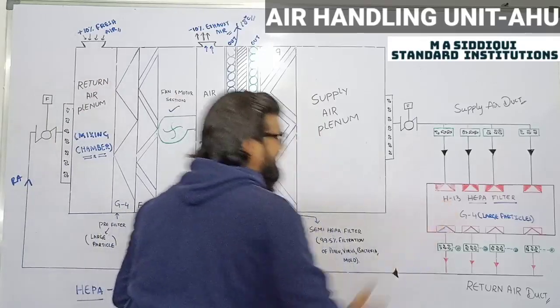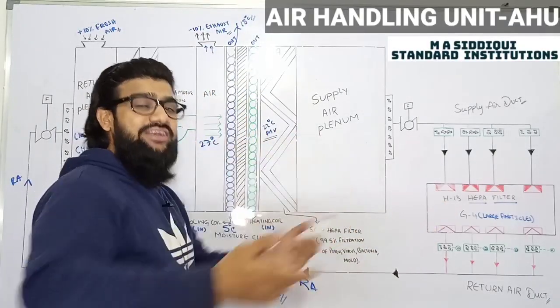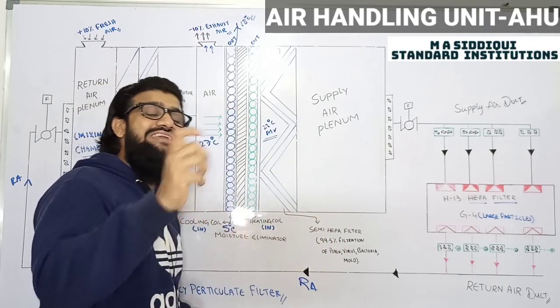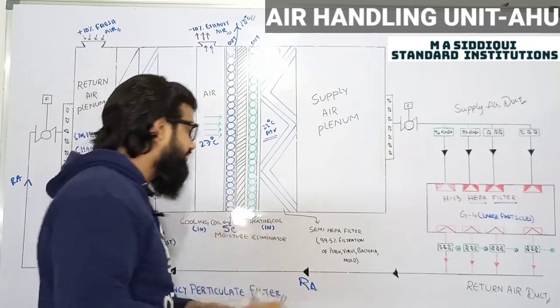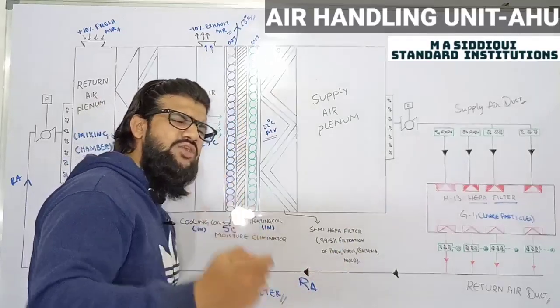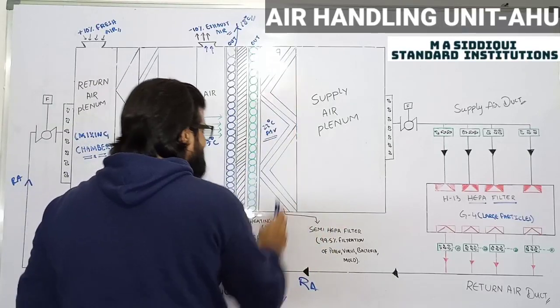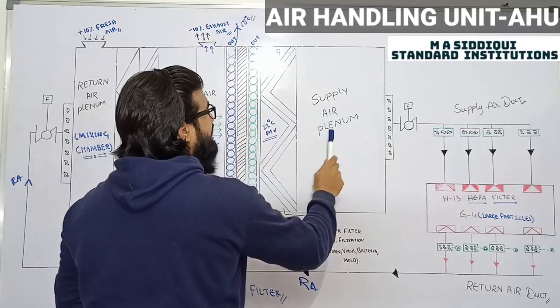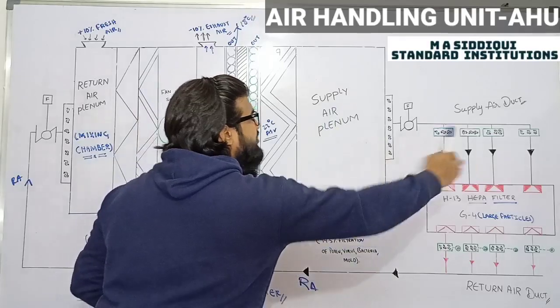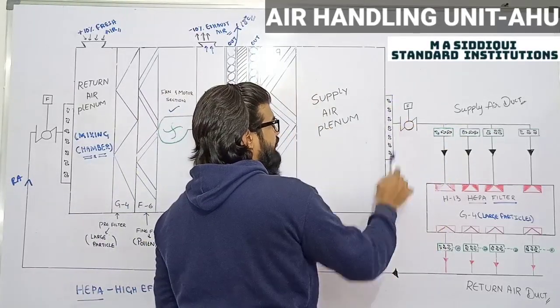Before sending into the space, I have provided one more filter, the semi HEPA filter. What does it do? Semi HEPA filter will even kill the bacteria, the virus, pollen and mold, even minute particles which our eye can't see will be captured by the semi HEPA filter, and from here with the supply air plenum, it is distributed in the given space. So this is the plenum box, the opening of the plenum.